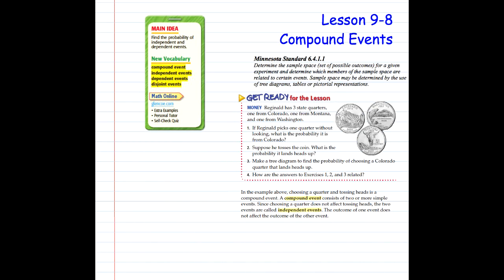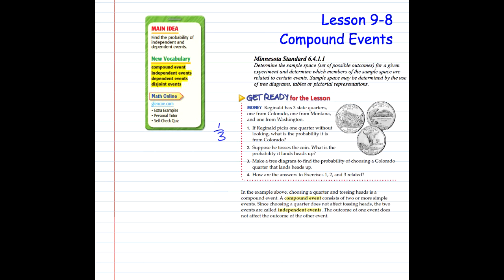This is lesson 9-8, compound events. Reginald has 3 state quarters, one from Colorado, one from Montana, and one from Washington. If Reginald picks one quarter without looking, what is the probability that it's from Colorado? Well, there's one successful outcome out of 3 total outcomes.